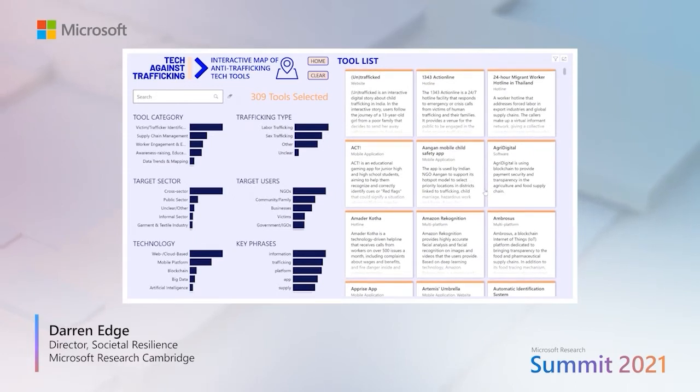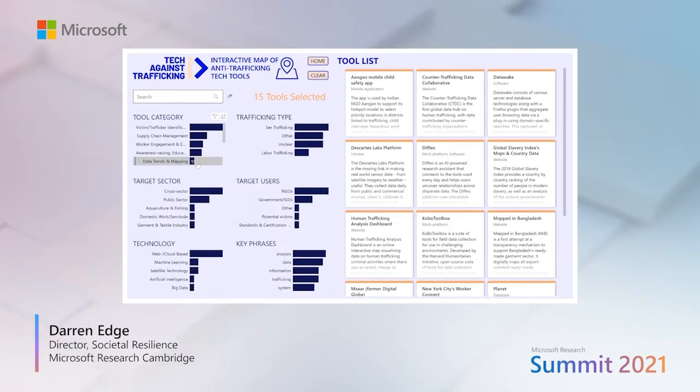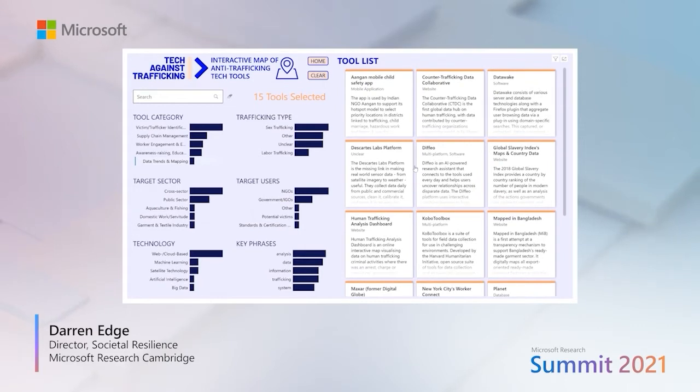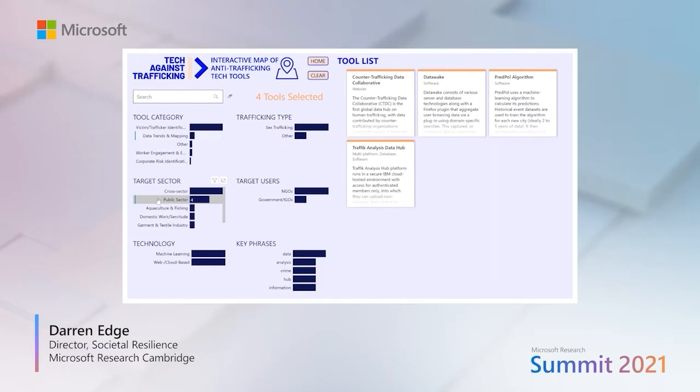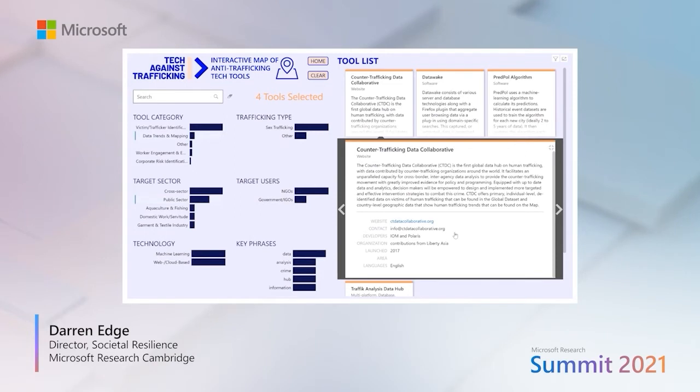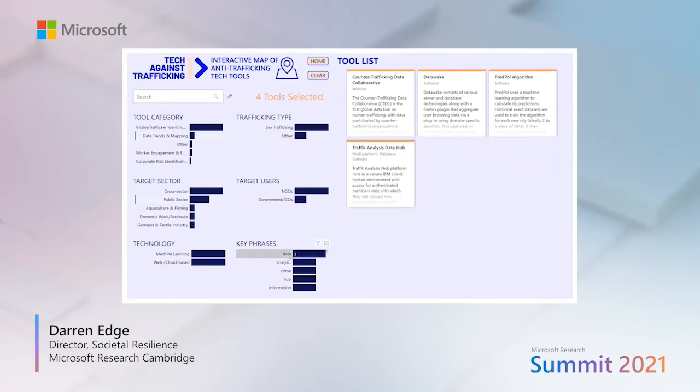And most people have a particular question in mind. So if your interest is in tools, for example, about data trends and mapping, you can select that using a summary visual on the left to filter down that collection of tools that you're viewing and exploring on the right. And 15 is a much easier number to read through than 309. If you're also interested in data trends and mapping in the public sector, you could continue drilling down into the tool to see a progressively smaller set of tools for analysis and research. And here we can see the Counter Trafficking Data Collaborative. This is one of our major partners, and you'll learn much more about CTDC later in the talk.